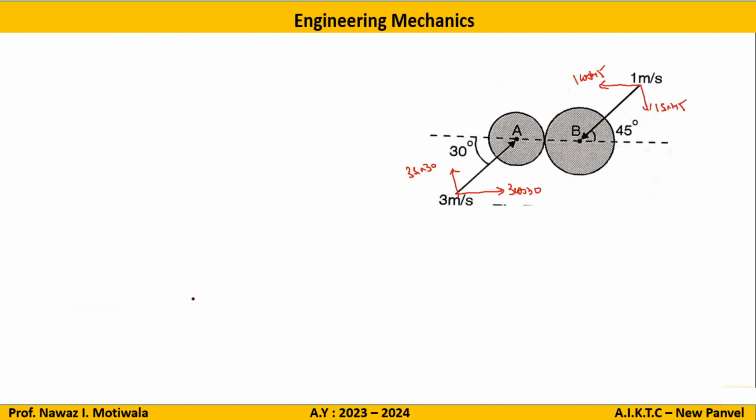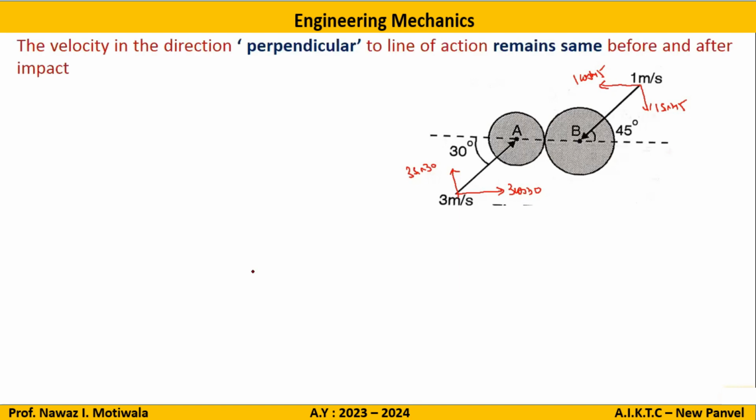Now before that, let us recall our statement which we have discussed few moments earlier, which was that the velocities in the direction perpendicular to the line of action remain the same before and after impact. Hence I can write UAY is equal to VAY. This is initial velocity, this is final velocity, both will be the same in the direction perpendicular to the line of action, that means y direction. Similarly, I can write UBY is equal to VBY.